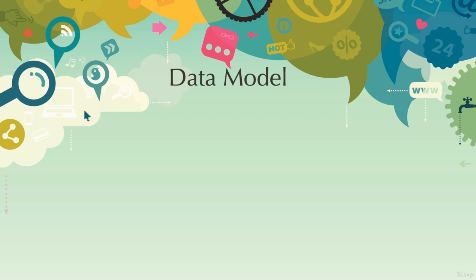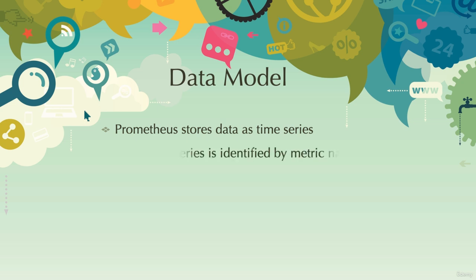In order to be able to query the metrics that are stored in Prometheus, we need to understand the data model of Prometheus. So in Prometheus, obviously, data is stored as time series, which means that we have a metric and there is a timestamp, a Linux timestamp, attached to it.